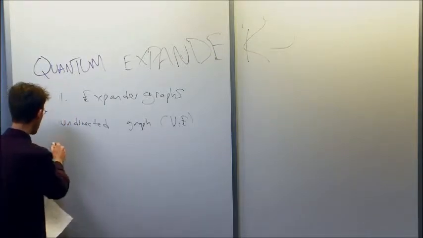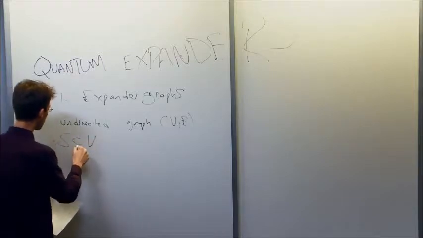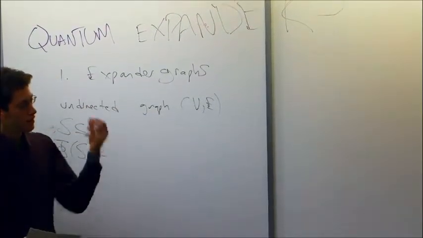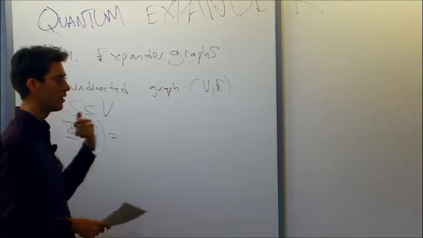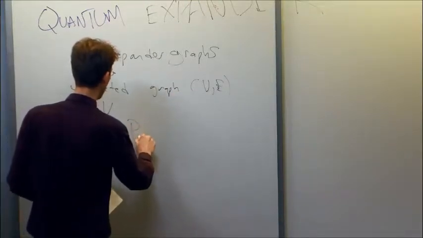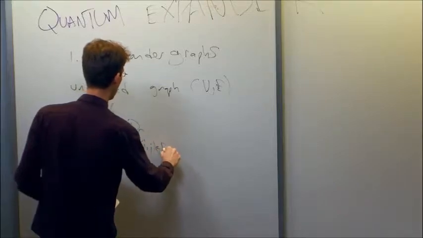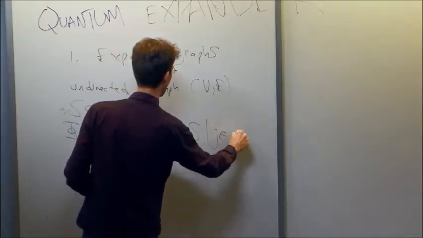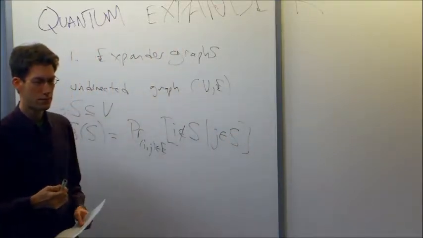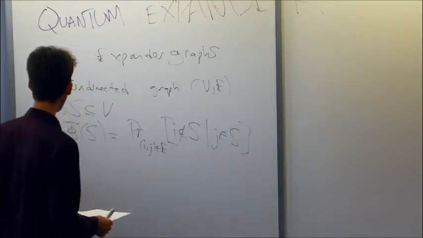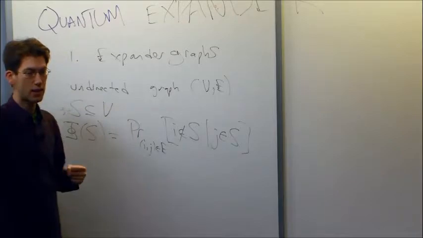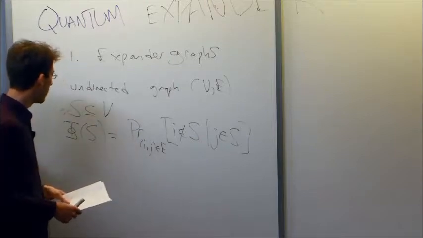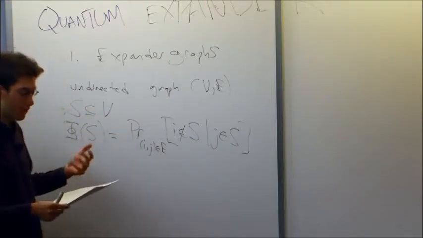So what do I mean by that? If S is a subset of vertices, then the expansion of a set is defined to be the fraction of edges that start in that set that end up outside of it. So it's the probability over all edges that one vertex is outside of the set, given that the other one is inside the set. So it's always a number between 0 and 1. It's 0 if the set is just disconnected from the rest of the graph, or if it's the entire graph, and it's 1 if all of the edges starting in the set leave that set.